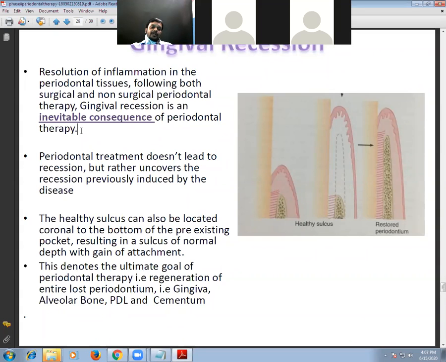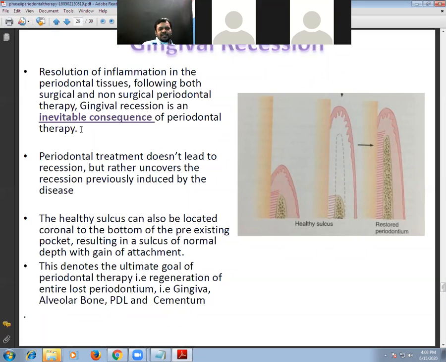So infrabony pockets usually require flap surgeries with bone grafts and GTR membranes. Whenever intrabony pockets are present, the classification of intrabony pockets is based on the presence of walls. Whenever there is presence of one wall, it is classified as one wall defect, then two wall defects and three wall defects. So based on whether it is one wall defect, two wall defect or three wall defects, based on this we are performing regenerative therapy.